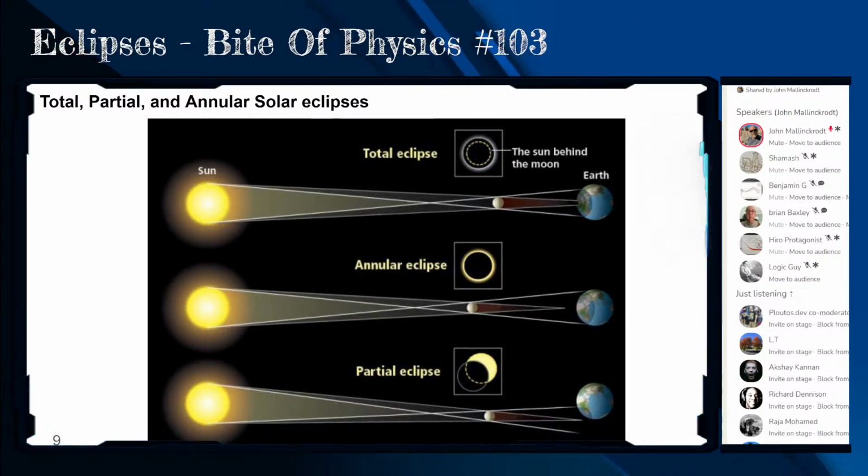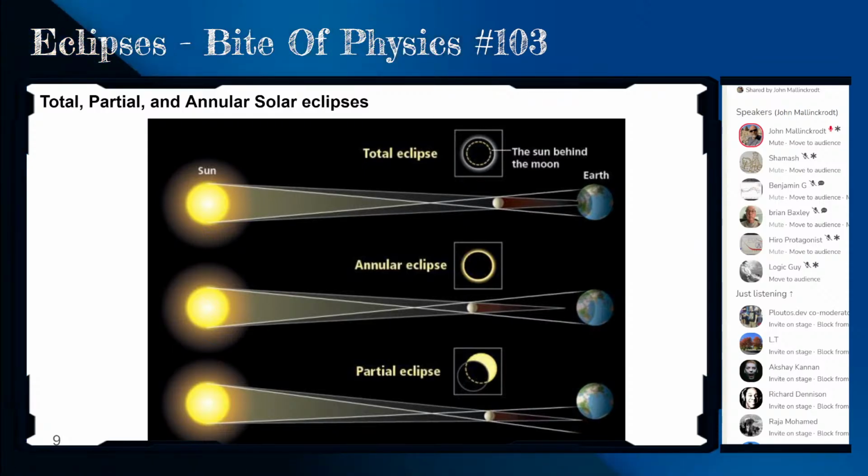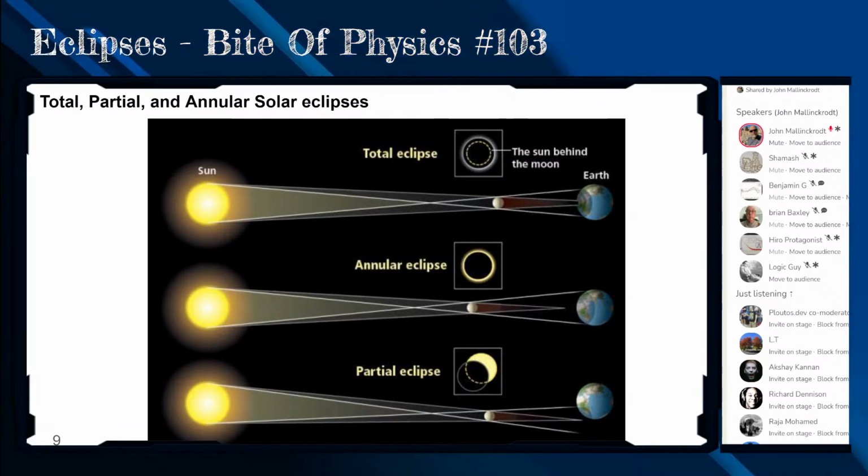You have to be right behind the tip of the umbra during an annular eclipse to see an annular eclipse. So it's still an interesting place to be, but it's far less interesting. There's no reason to go to the path of annularity. The path of annularity is a very small path.